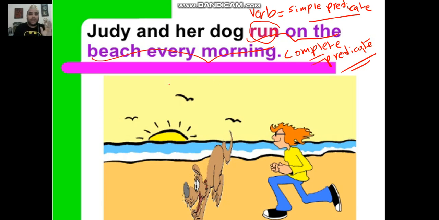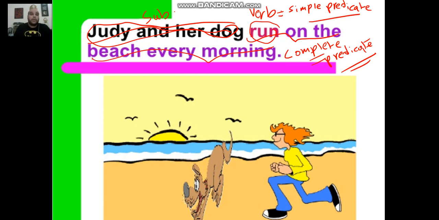Now, why do I love this sentence? Because it contains two subjects, not only one subject. And I can ask the question, who ran on the beach every day? It's Judy and her dog. Hey, I'm not so good with this pen. So Judy and her dog is the subject and the complete subject in this sentence. Okay, we have two subjects in this sentence.